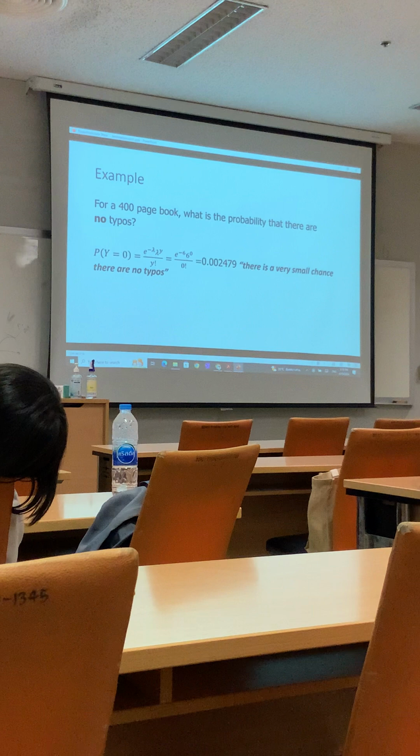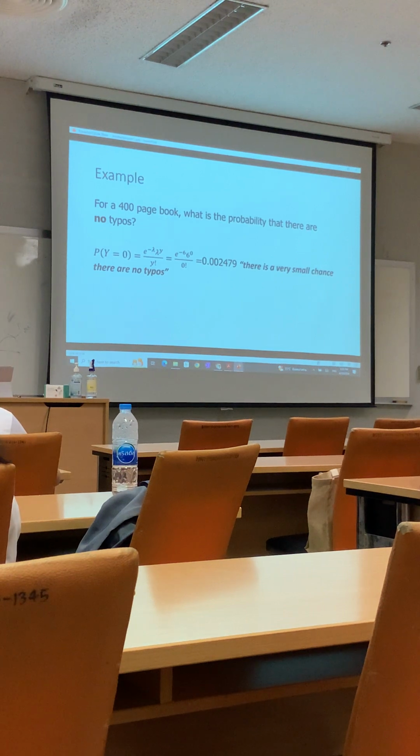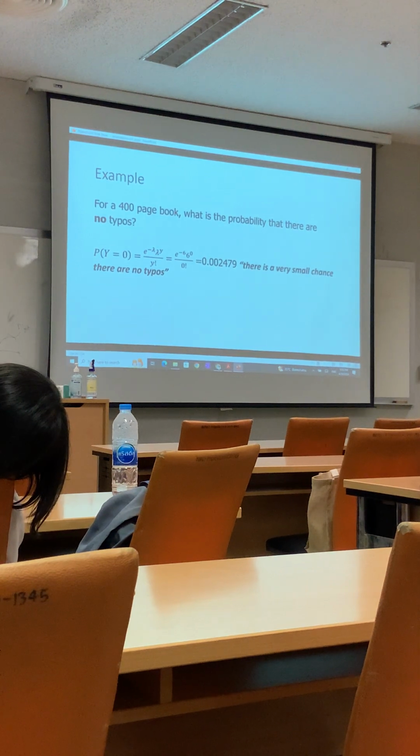My question is, does it make sense? The guy in glasses? Yes, you. What do you think? We say that the probability of no mistake in 100 pages is 22%. If it increases to 400 pages, the probability of no mistake is reduced to less than 1%. Does it make sense to you?